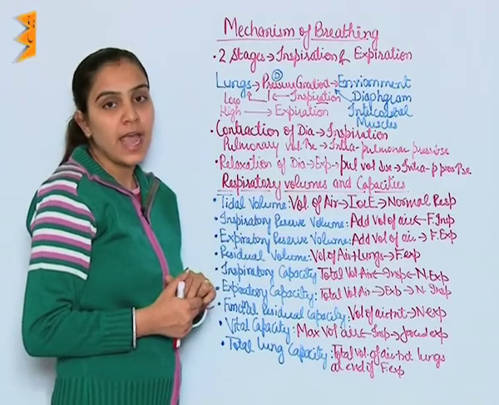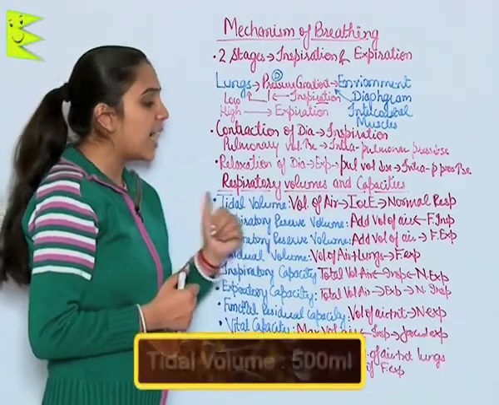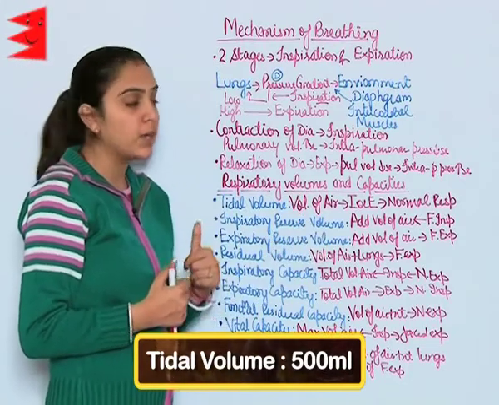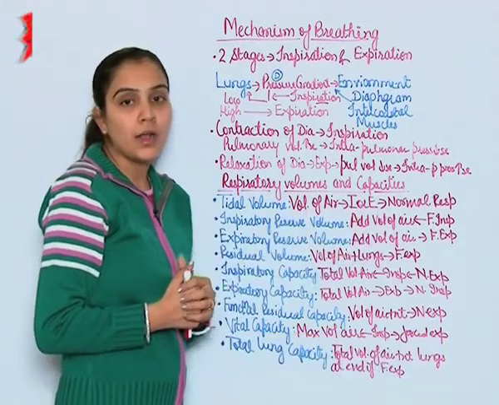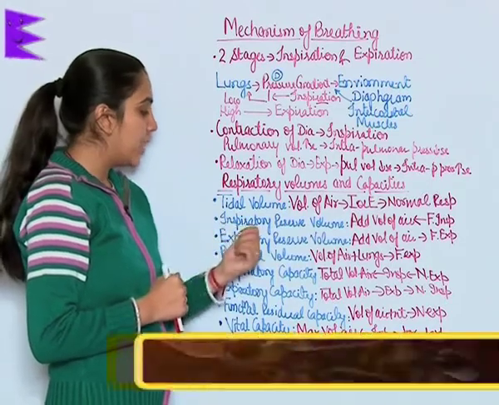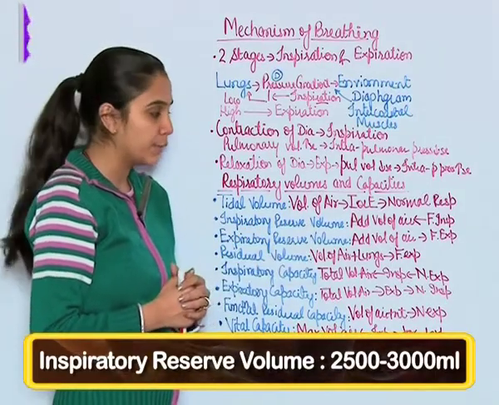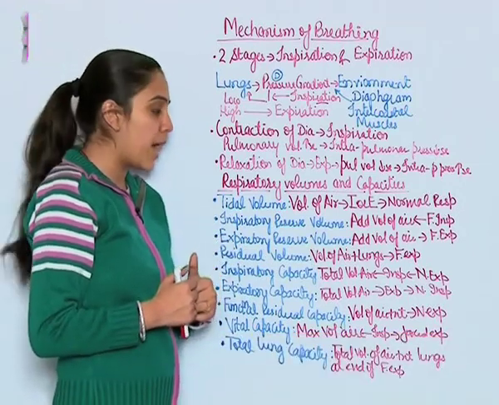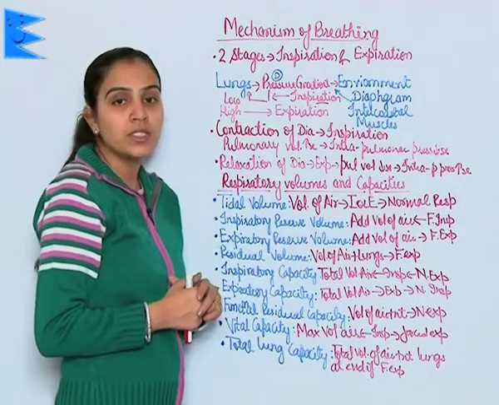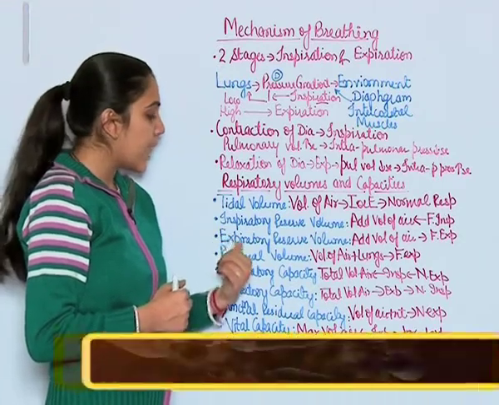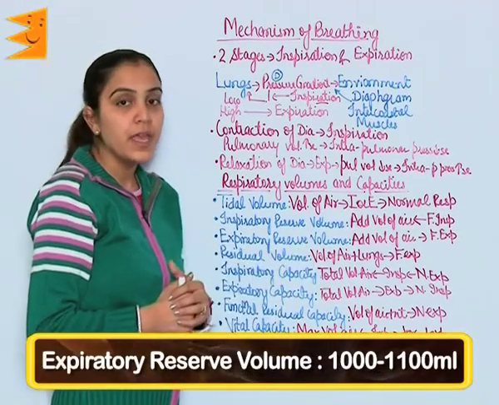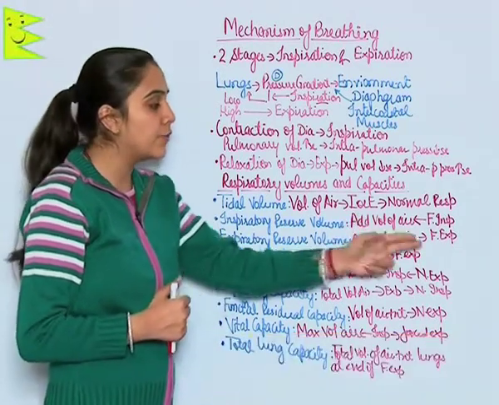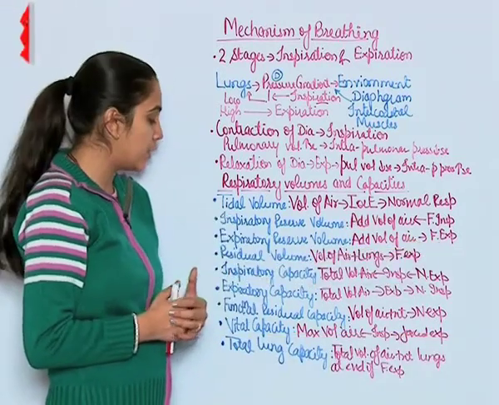Respiratory volumes and capacities. Tidal volume: volume of air that can be inspired or expired in a normal respiration. Inspiratory reserve volume: additional volume of air that can be inspired after a forcible inspiration. Expiratory reserve volume: additional volume of air that can be expired after forcible expiration.